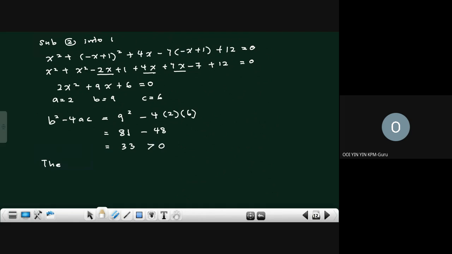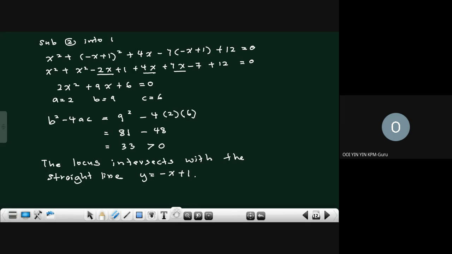So the locus intersect with the straight line. You only have one line, so no need x. Y equals to negative x plus 1. Okay, that's done. That is how you answer these questions.